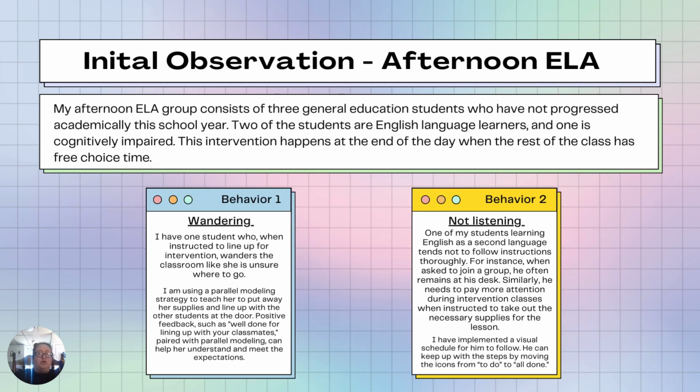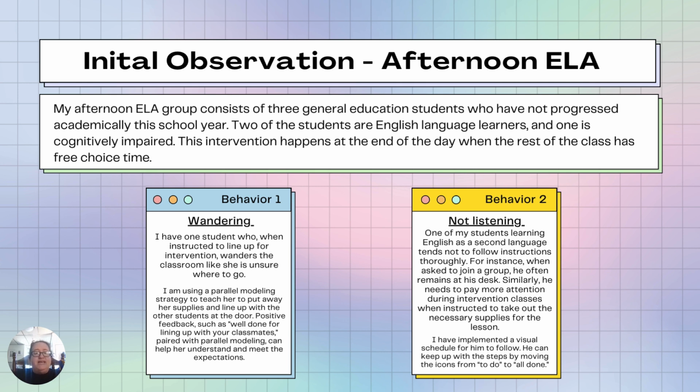In my final group, in the initial observation, I have one student, when instructed to line up, that she wanders the classroom like she's unsure of where she is going. So I'm using the parallel modeling strategy with her to help her put her supplies away, line up with positive feedback like, well done, lining up with your classmates, and this paired with the peer modeling can really help her understand and get into the routine.